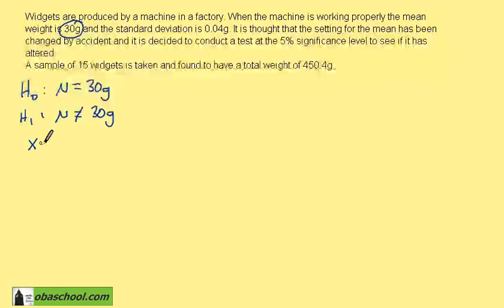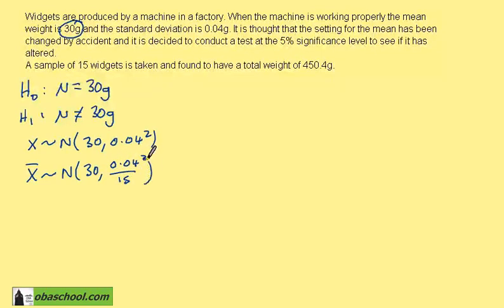The weight of our individual widgets is normally distributed with mean 30 and variance 0.04 squared. Therefore, for our sample, the mean is going to be 30 and the variance 0.04 squared divided by 15, as we have 15 in our sample. What we need to do now is identify the critical region.